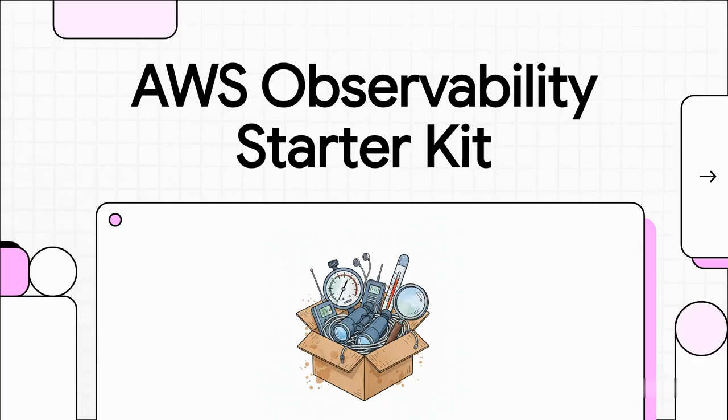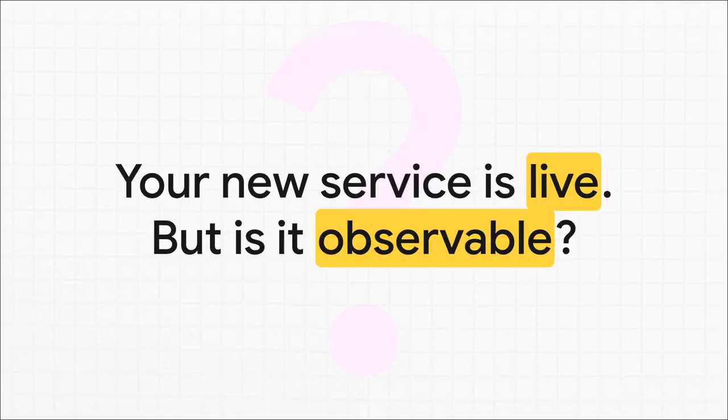Let's jump right in. So picture this. Your team just pushed a brand new service to production. Awesome. The code is live, it's taking traffic, but right away, the real questions start piling up. Can you actually see what it's doing? Do you have any idea if it's healthy? And what happens if something goes horribly wrong at 3 a.m.? How fast can you figure out what's going on? This right here is the classic day zero problem that we've all faced.